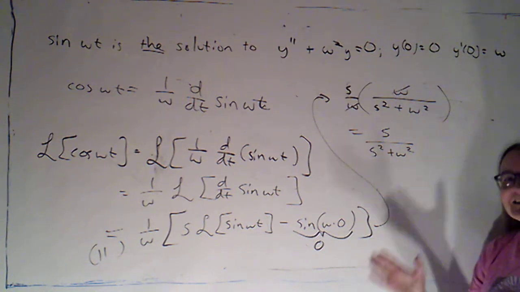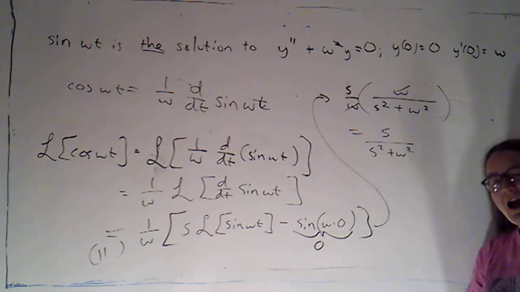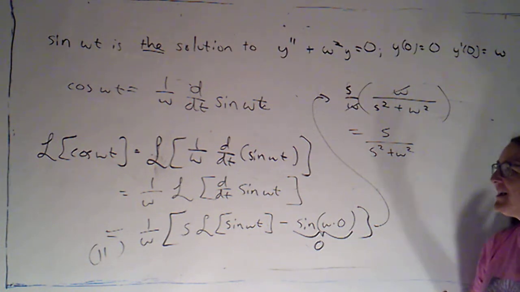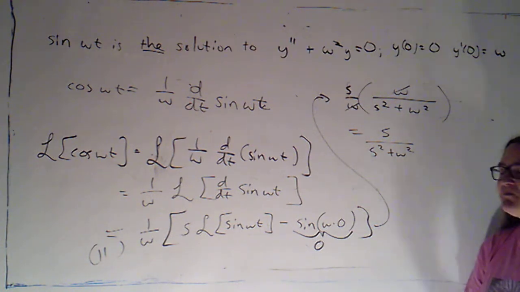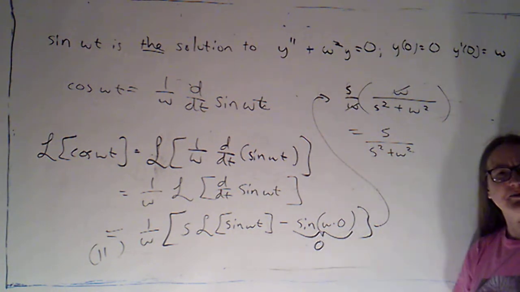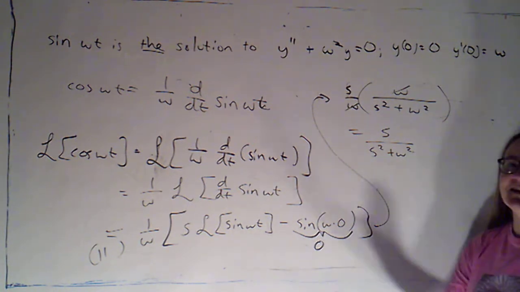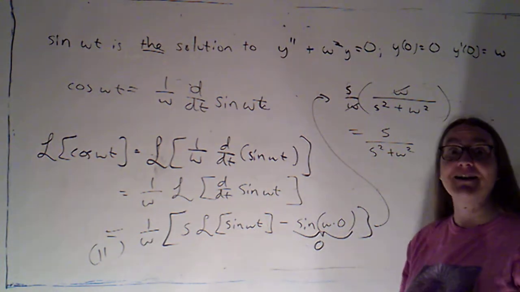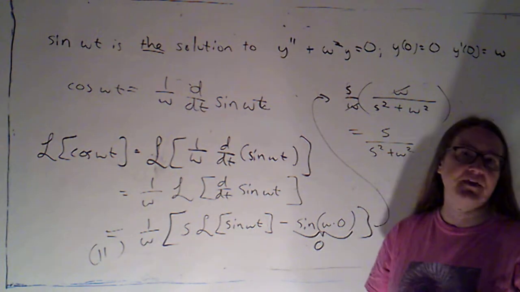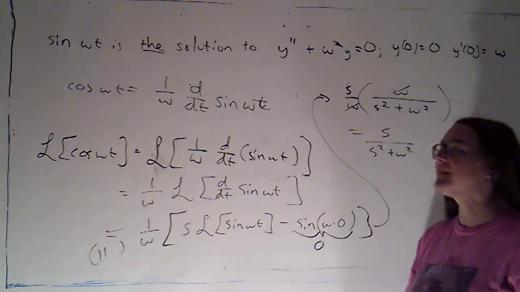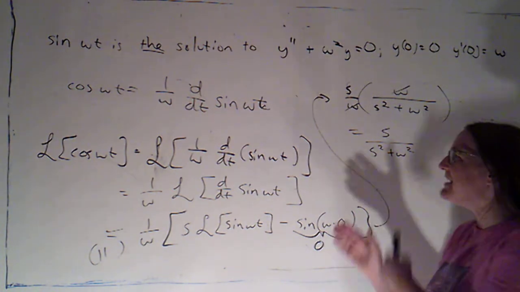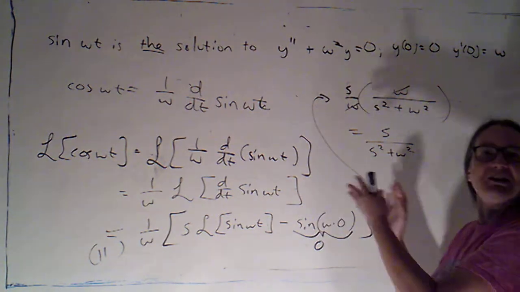So we have lots and lots of options for how we can derive the Laplace transforms of sine omega t and cosine omega t. If we just want to know what the Laplace transform is, I think the simplest way is to just take the Laplace transform of e to the i omega t, and that gives you both of them in one shot, because then you just take the real and imaginary parts. But I think it's just so cool to see how all these different ways work together.